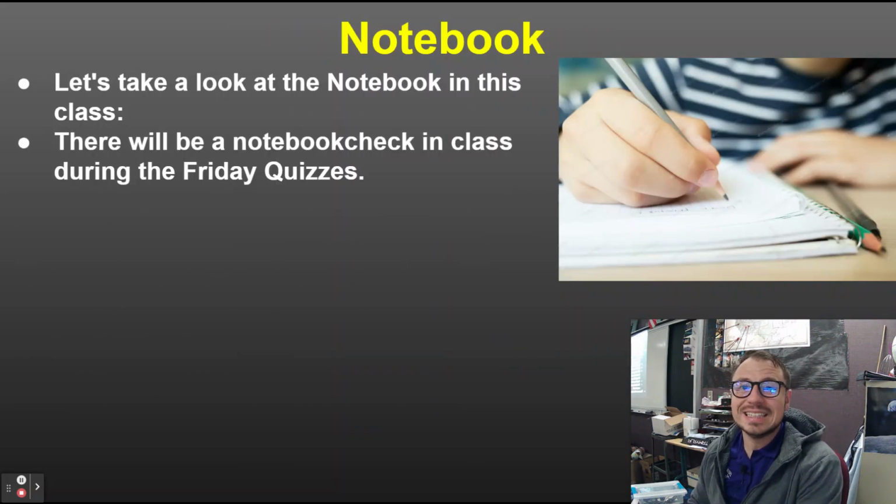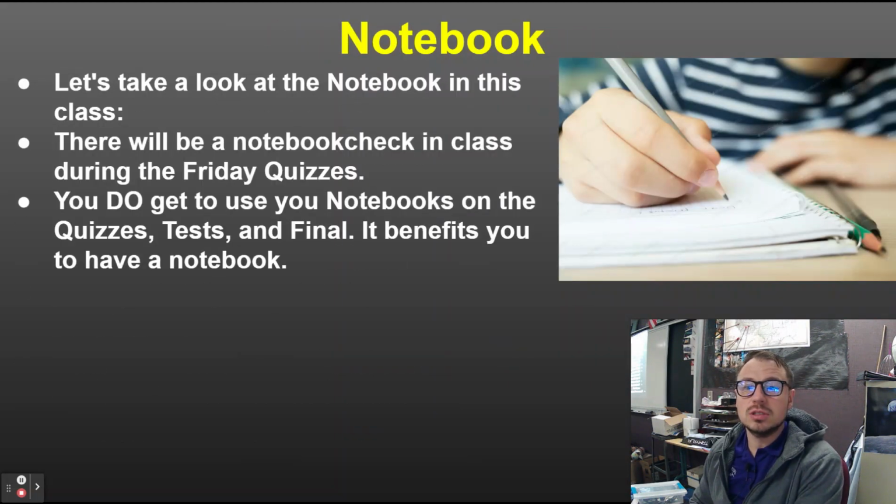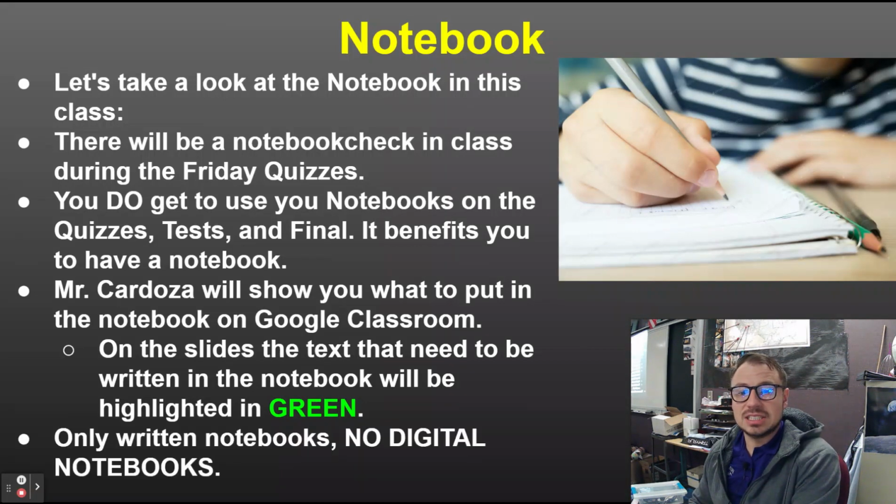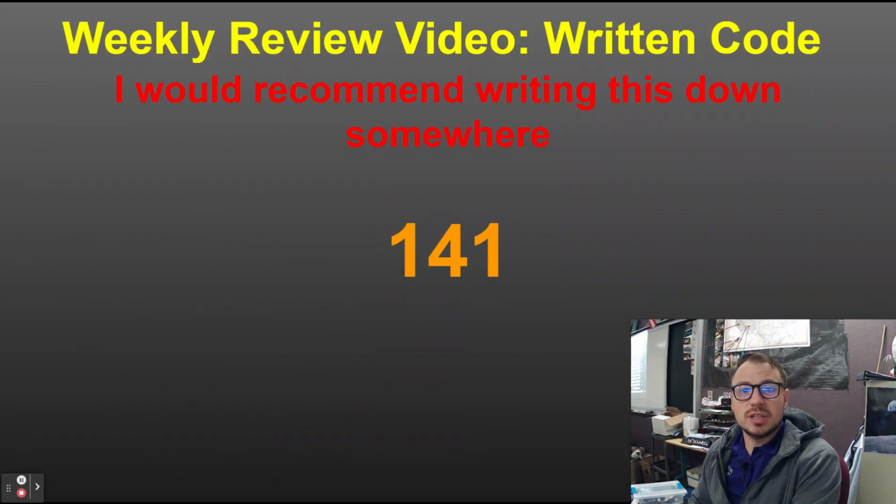So when you're looking at these slides and deciding on what to take notes, write what is in green. That is the important things that should be on there. The rest is good additional information, but not necessary. So this is the written code for this week. I would recommend writing this down somewhere.